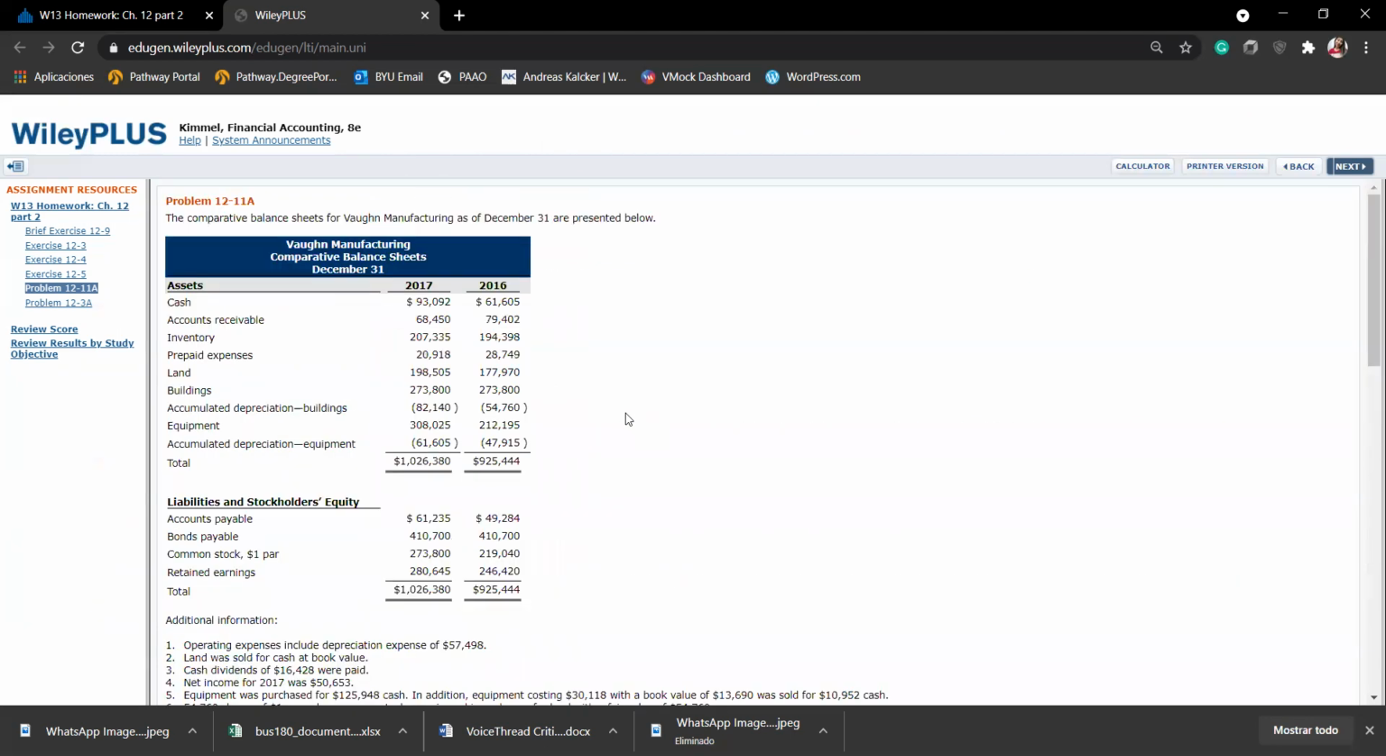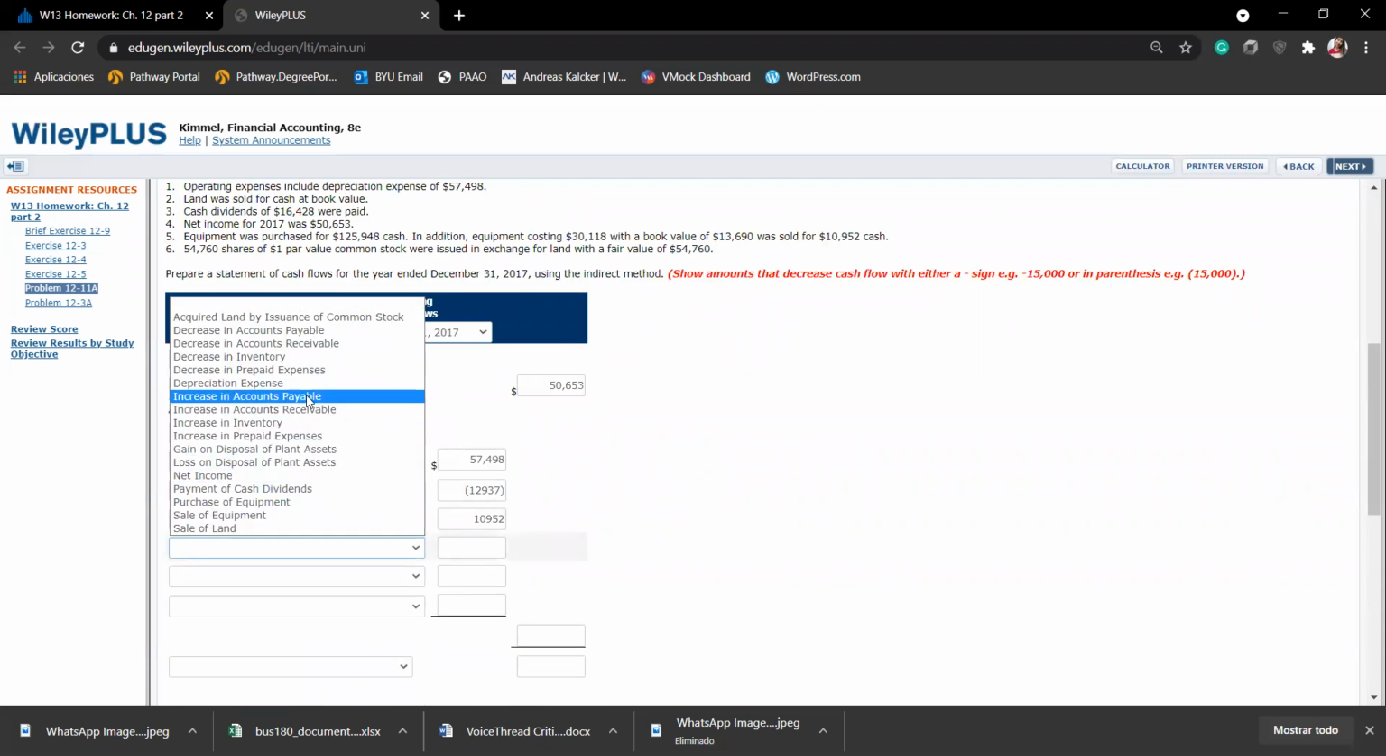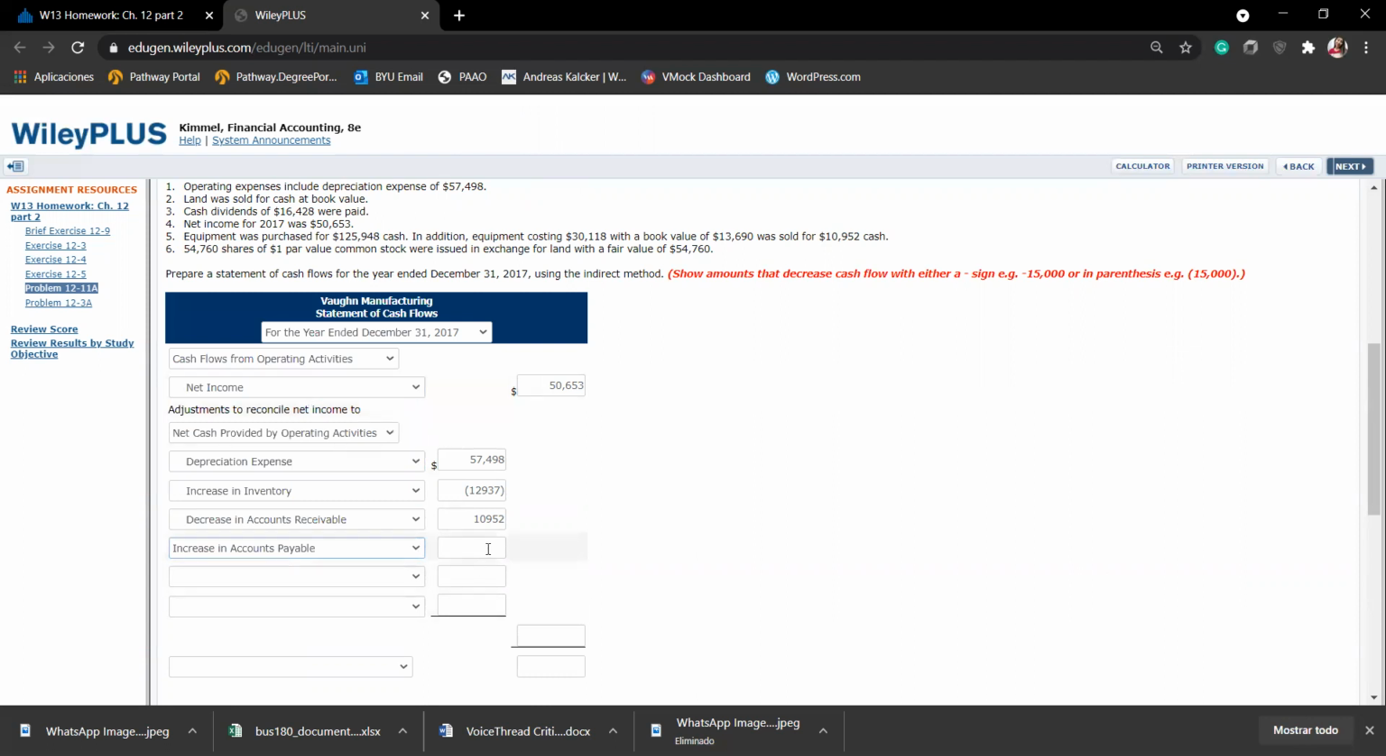Then we are going to continue with accounts payable. From this year to this year, we see that it is increased. So there is an increase in accounts payable for the difference between both years. The difference is this amount in this case. It is positive because an increase in accounts payable means that maybe by debt or other, there is an increase in cash. So it's positive in the cash flow.